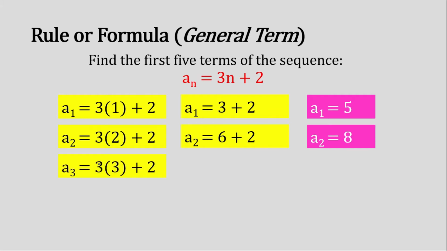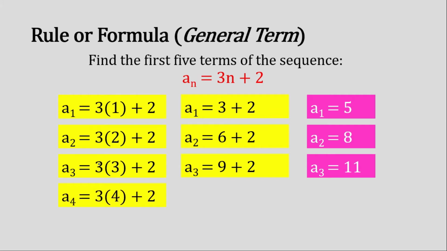For a sub 3, 3 multiplied by 3 plus 2. That is a sub 3 equals 9 plus 2. 9 plus 2 is 11. So the third term is 11. A sub 4 is equal to 3 multiplied by 4 plus 2. So that is 12 plus 2.